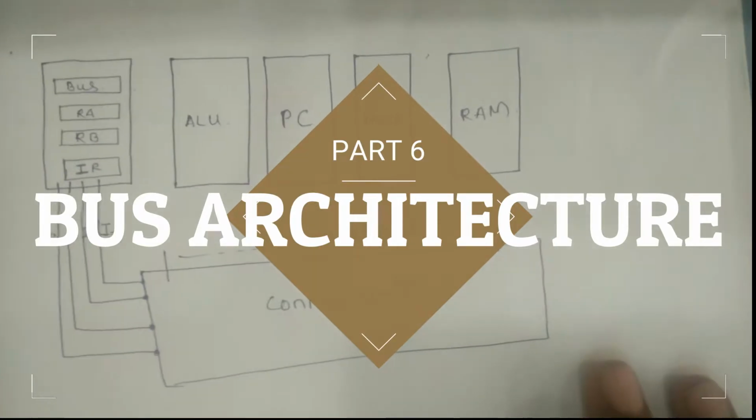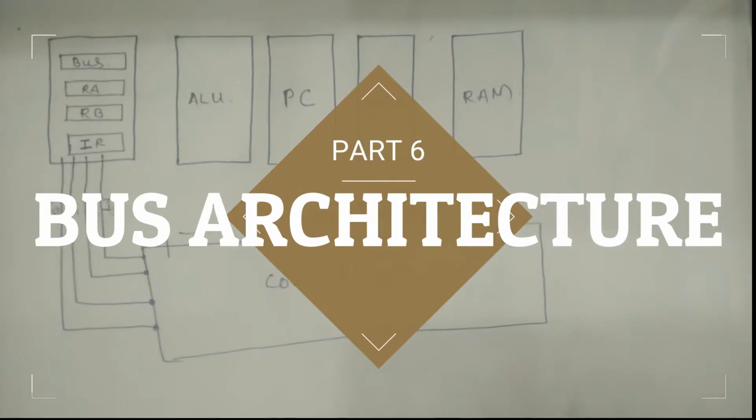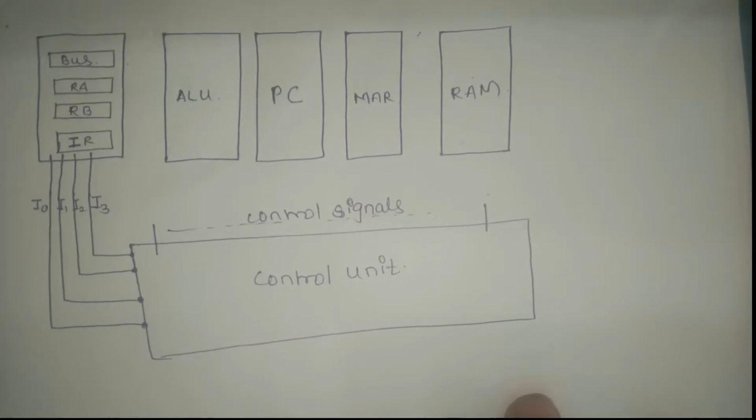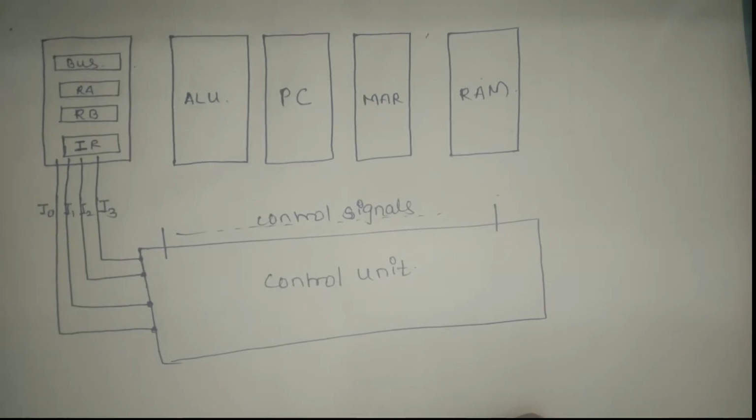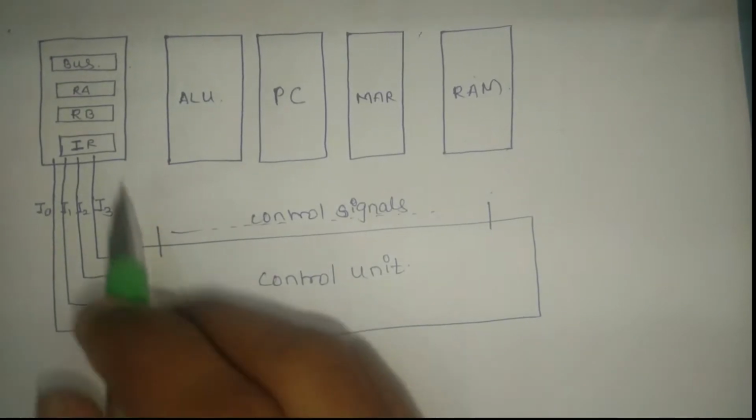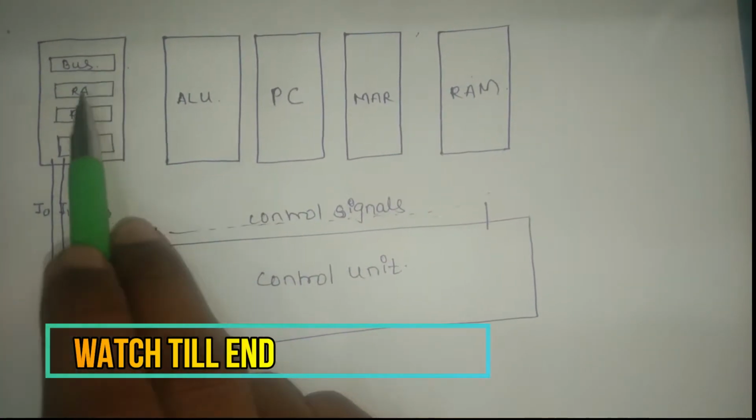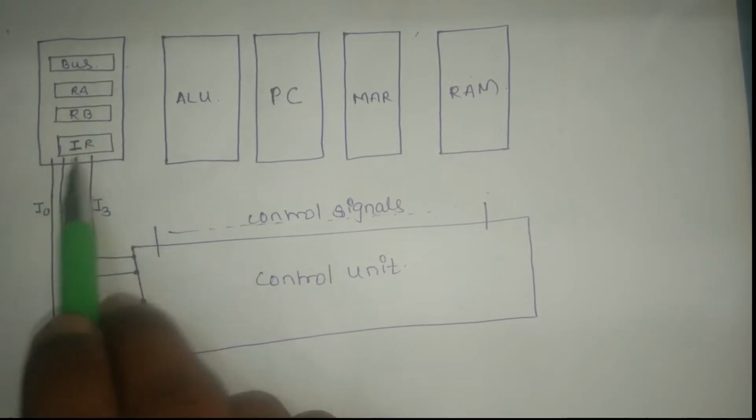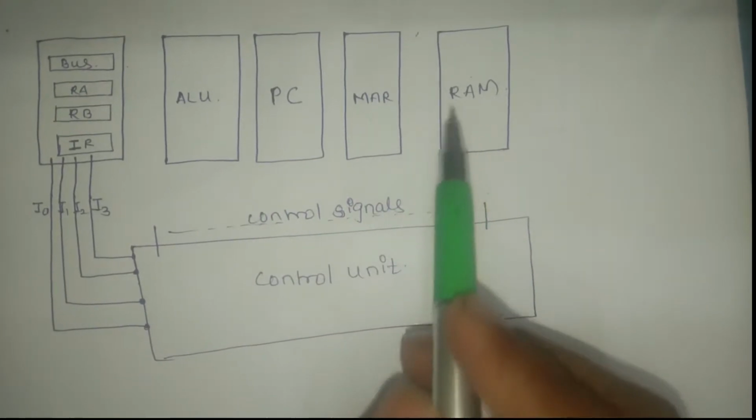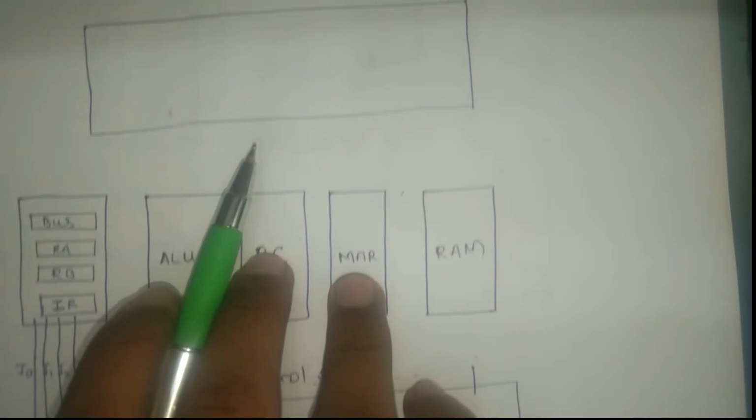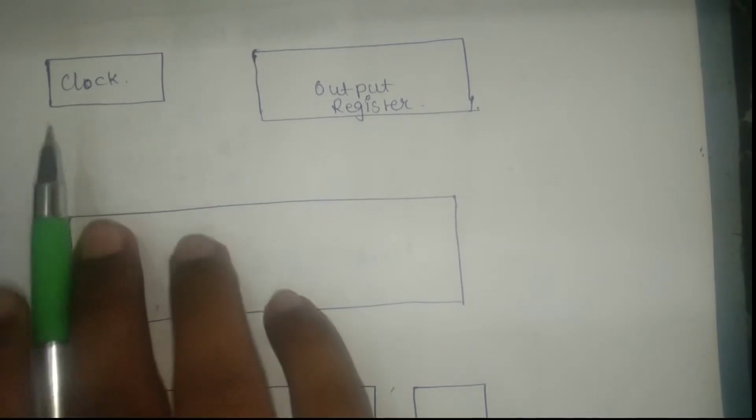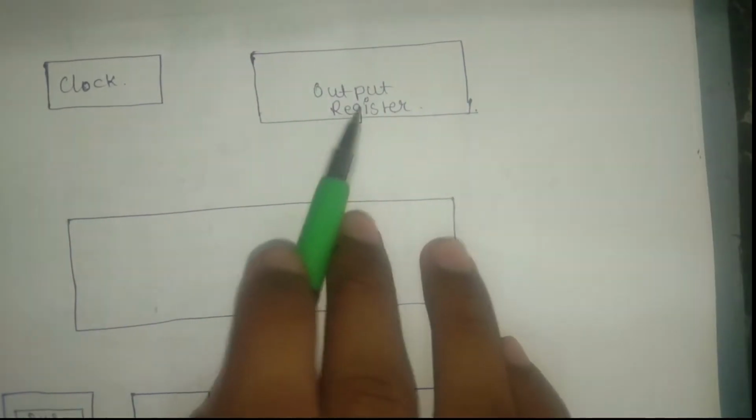In this video we are talking about the bus. First of all, let's look at the various components, how they will be connected to each other, and then we'll connect each and every component to the bus according to our requirements. So here are the components: a bus, register A, register B, instruction register, arithmetic logic unit, program counter, memory address register, RAM. Here is our control unit, here I have drawn a box which will be our bus, and here is our control clock. Here is our output register.